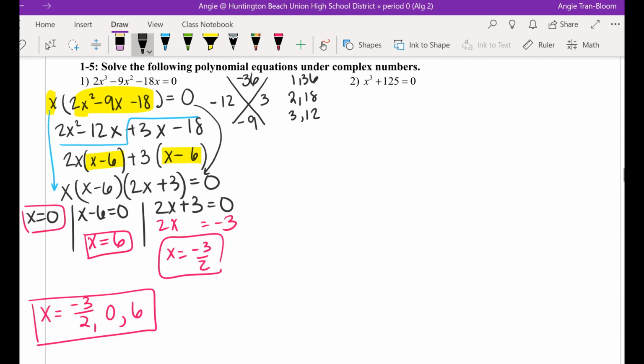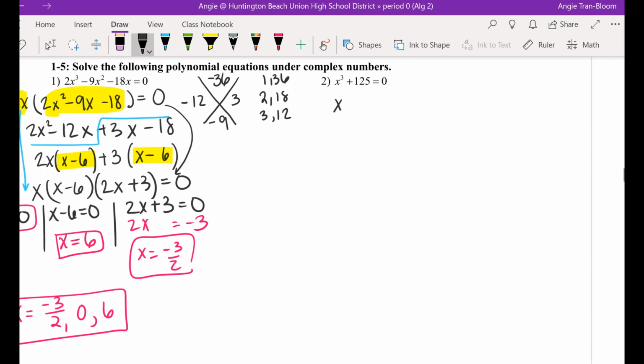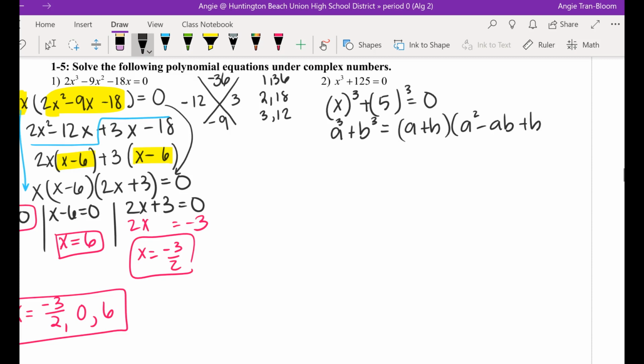Now, be mindful. x to the third is a cubic. 125, do you think that's also a cubic? Okay, so we can rewrite it like that. x to the third plus 5 to the third equals 0. This is the sum of two cubes. If you remember, the formula for a cubed plus b cubed is a plus b times a squared minus ab plus b squared. Close it up, equals 0.